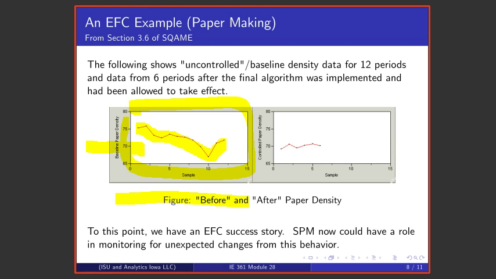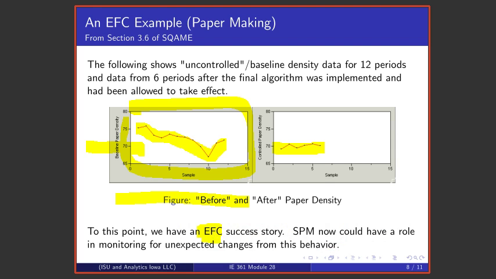Using a fairly smart algorithm that was developed in experimental work with the process, instead, this is what's possible. If one does wise process adjustment, one can keep the density of the paper right at the 70 grams per square meter target figure. This is an example of how engineering feedback control can improve a process and reduce process variation.